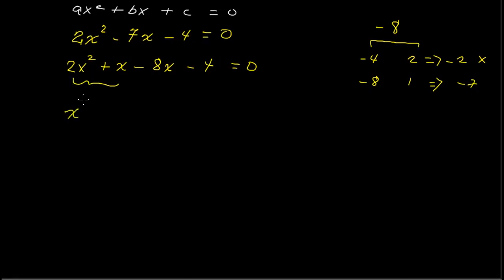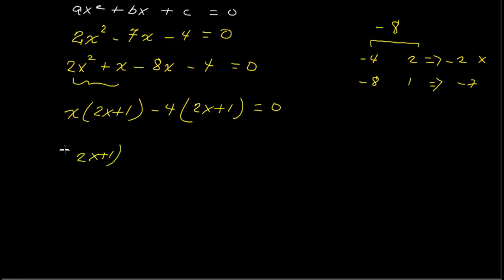So I have x, and then I have 2x plus 1. And from here, I'm going to factor out minus 4. This leaves me with 2x plus 1 is equal to 0. So what do I have now? I have 2x plus 1 right here. That's in both of these terms, right? Factor it out, I get an x minus 4 right here is equal to 0.